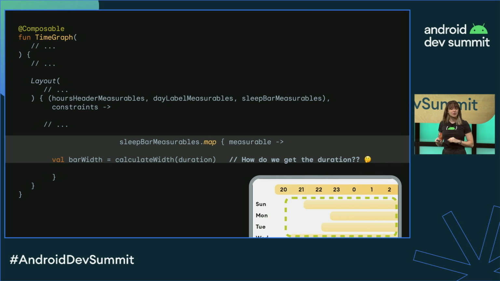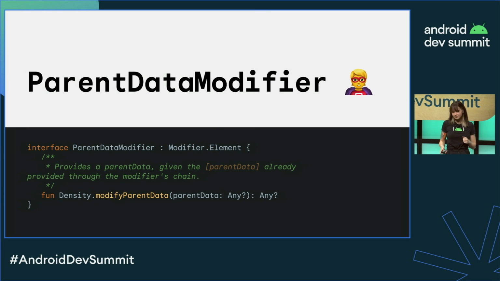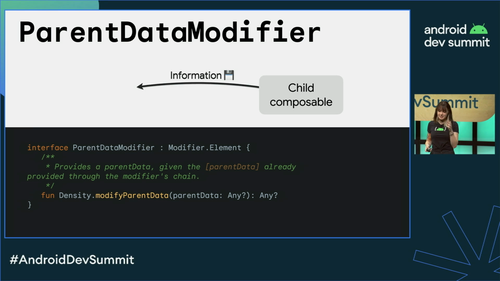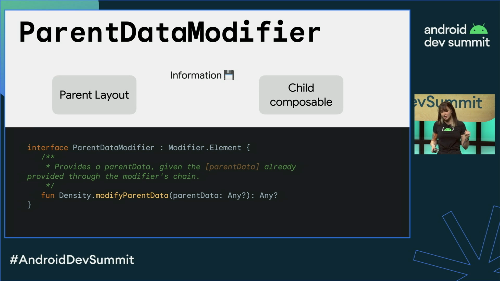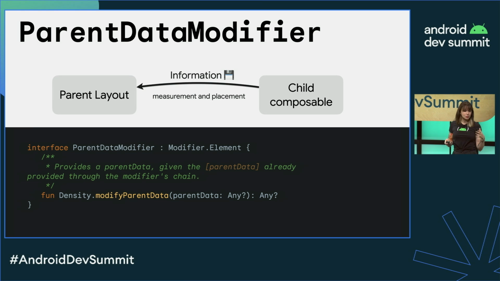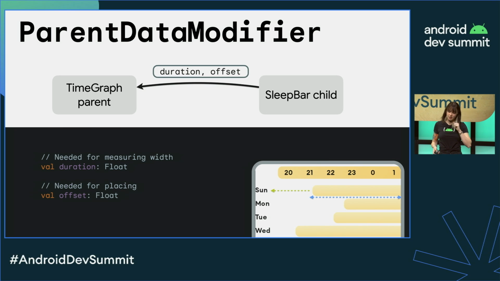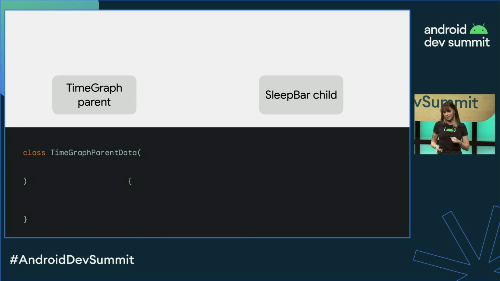So to solve this, Compose actually offers a very handy API called Parent Data Modifier. Now, Parent Data Modifier actually enables child composables to pass data to the parent layout, which is then used for actual measurement and sizing of the specific child. Or in our case, every sleep bar actually needs to pass its duration and offset upwards back to the parent. And this will actually help measure its width and position correctly. So let's use this API.